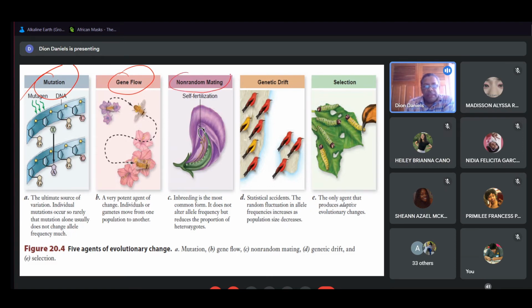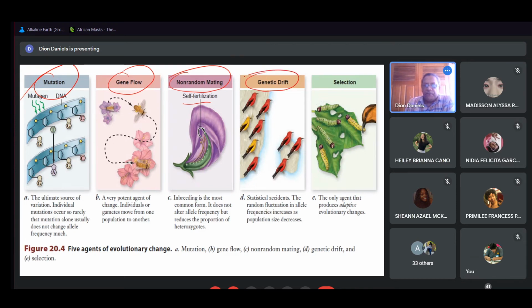Non-random mating. This occurs especially in self-fertilizing organisms. Inbreeding is the most common form, and it does not alter allele frequency, but reduces the proportion of heterozygotes. So when you have self-fertilization taking place, it promotes homozygosity more than heterozygosity because you're using the same genes. When you have crossbreeding, then you're getting genes from one organism and mixing them with another organism, and so that would stimulate more heterozygosity because you're having combinations of genes from 2 different sources. All right?